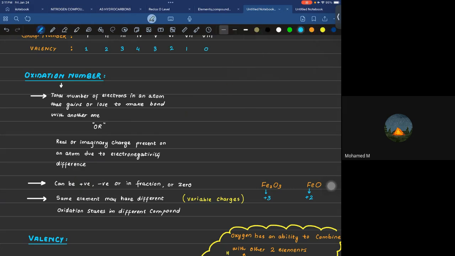Basically, I'm going to tell you the difference between oxidation number and valency. I'm not going deep because it's not part of the syllabus. You just need to know a few differences between oxidation number and valency, because we have to write down the chemical formula.